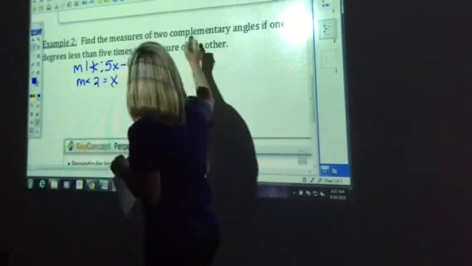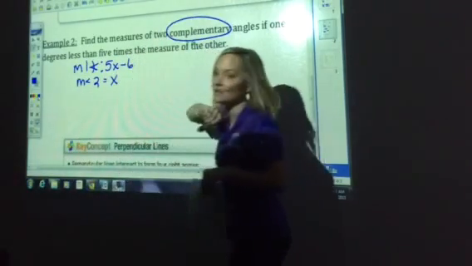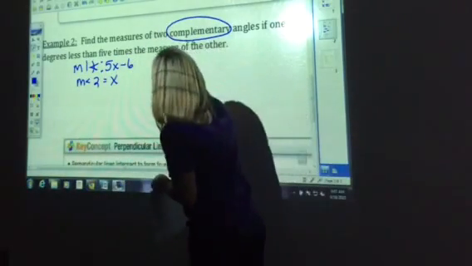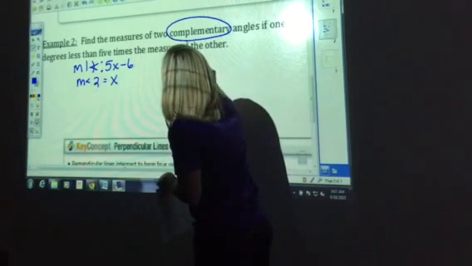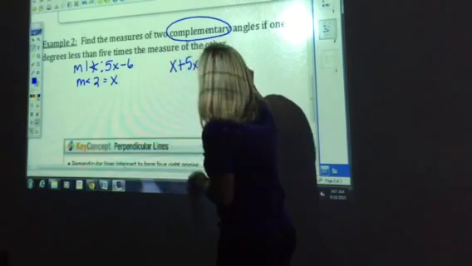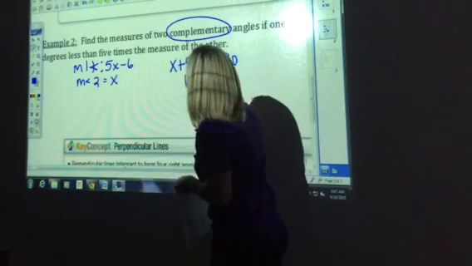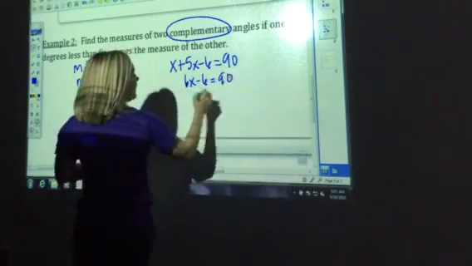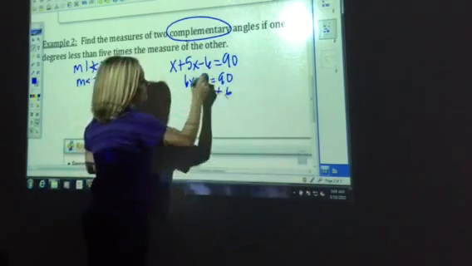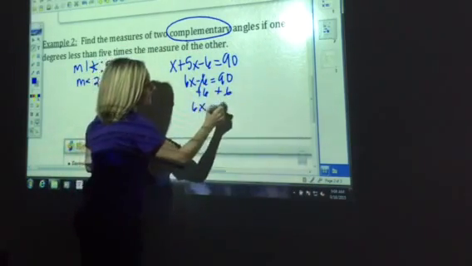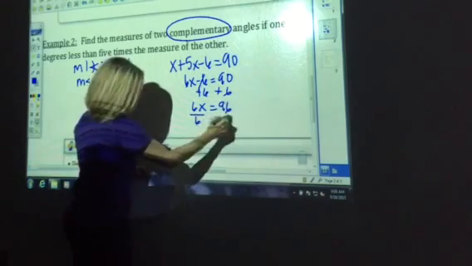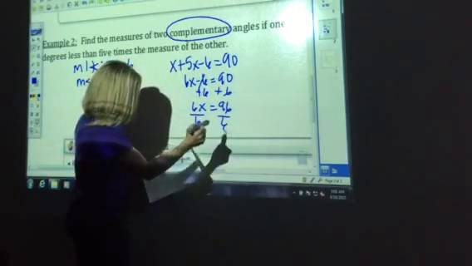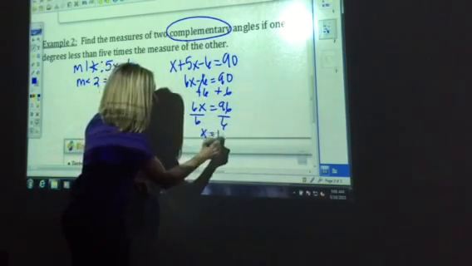So notice they are complementary angles. So together their sum is 90 degrees. So we have x plus 5x minus 6 is equal to 90. 6x minus 6 is equal to 90. If I add 6, we get 6x is equal to 96. And then when I divide by 6, we get 16. X is equal to 16.